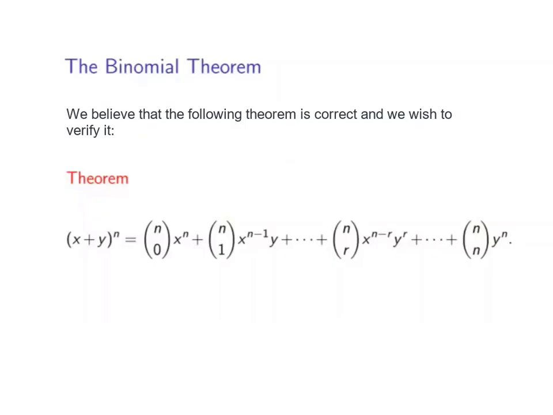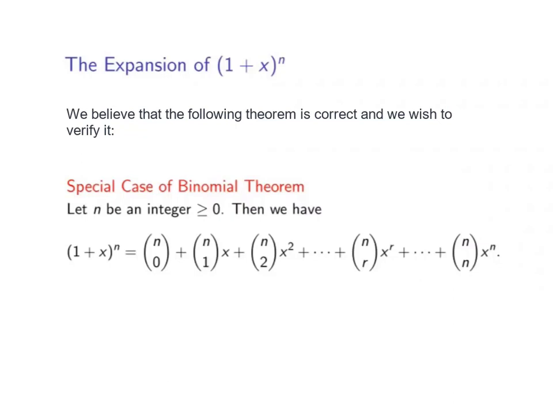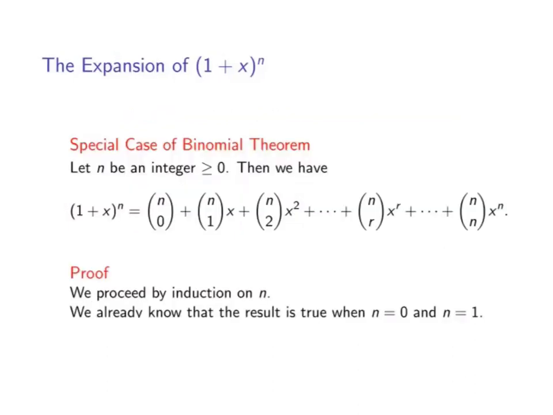Based on the illustration we have mentioned, we believe that the following formula is true. In particular, when we consider expanding (1 + x)^n, we believe that this formula is correct. We shall prove both of them by mathematical induction. Let us first prove that this statement is correct with n an integer greater than or equal to 0. We proceed by taking the induction on n.